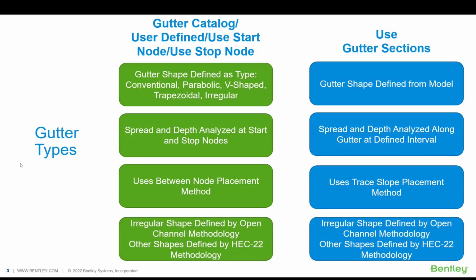So between the two, the methodology is going to be the same. If we're using an irregular shape, then we're going to be using open channel methodology. And then if we use any other shape, whether that be conventional, parabolic, or V-shaped, or trapezoidal, then HEC 22 methodology is going to be used instead.